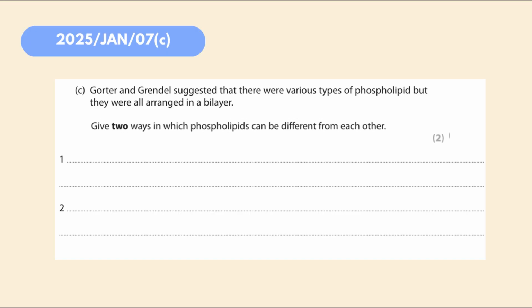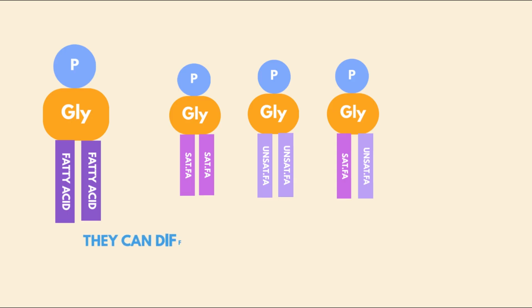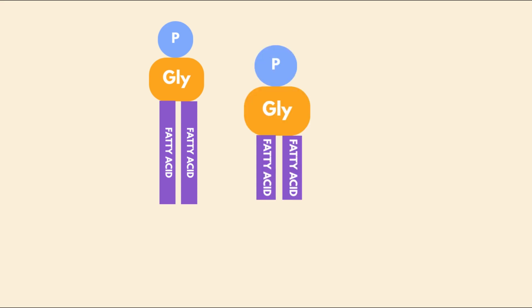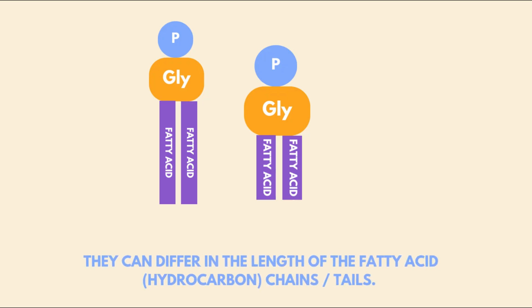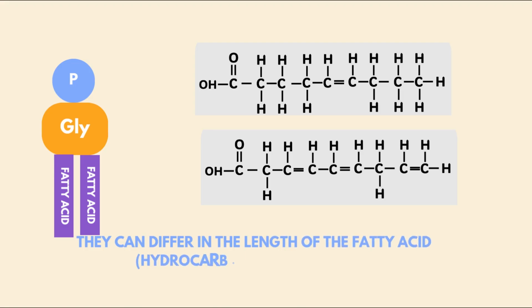It asks, give 2 ways in which phospholipids can be different from each other. If you look into the diagram carefully, the first way, they can differ by the fatty acid tails. So one or both tails can be saturated or unsaturated. And also they can differ by the length of the fatty acid chain. So some phospholipids may have long tails and others can have short tails. And if you look again, they can differ in the number of double bonds, even though they could have both unsaturated fatty acids. But again, the number of double bonds they are carrying can differ.